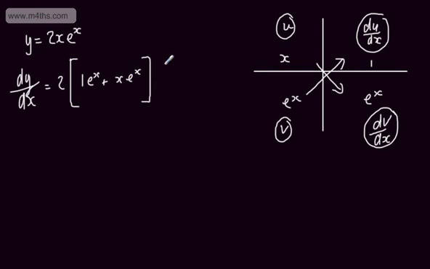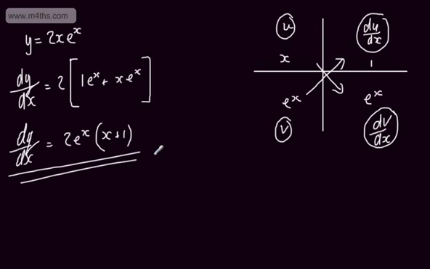So by taking the 2 out, I'm not having 2x and 2, I'm just having 2 lots now of this quantity. So we can write that dy by dx, and we can factor this. We can take a common factor of e to the x out, so we have 2e to the x, and then we'll have 1 plus x, or x plus 1. Entirely up to you on how you want to write that. So that now is the derivative of the product 2x e to the x.